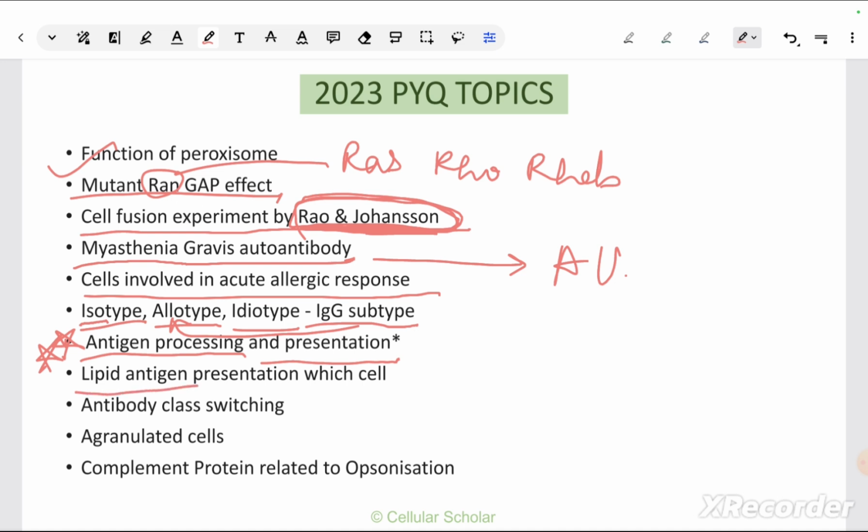Then lipid antigen presentation by which cell, antibody class switching, agranulated cells, complement protein related to opsonization.